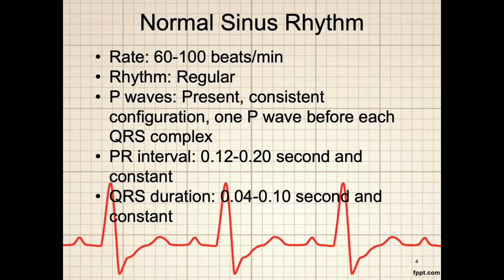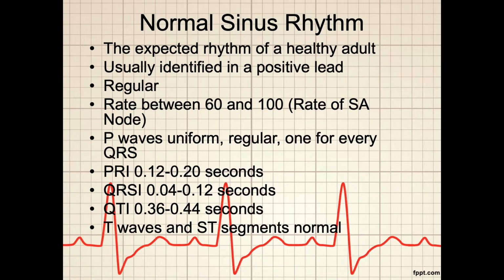You know that some sources state that the normal QRS duration is 0.04 to 0.10 second, and others between 0.04 and 0.12. Both are essentially correct. In addition, the QT interval should be between 0.36 and 0.44 seconds, and the T waves and the ST segments should look normal and upright. Normal sinus rhythm is the expected rhythm of a healthy adult.